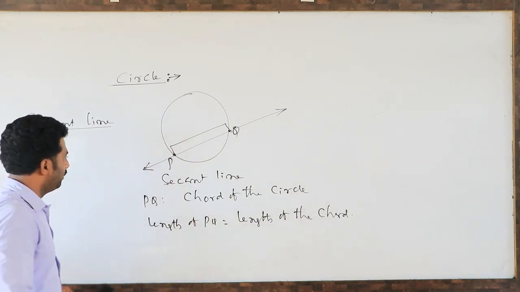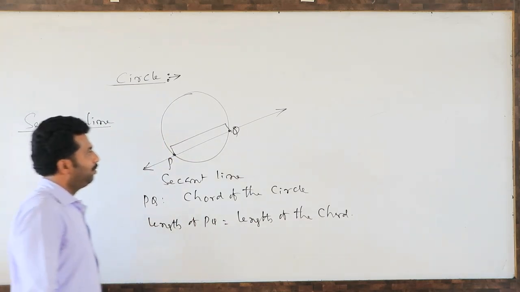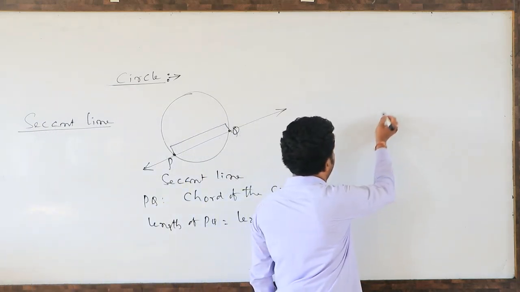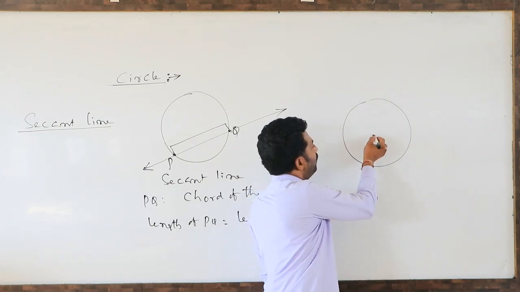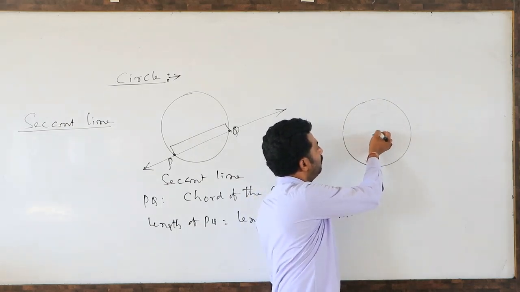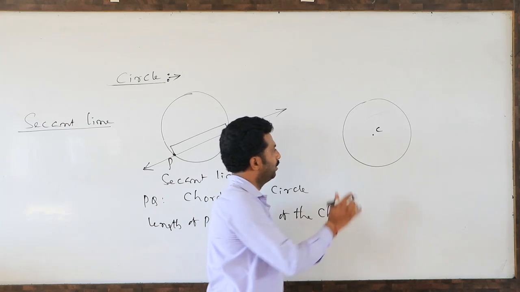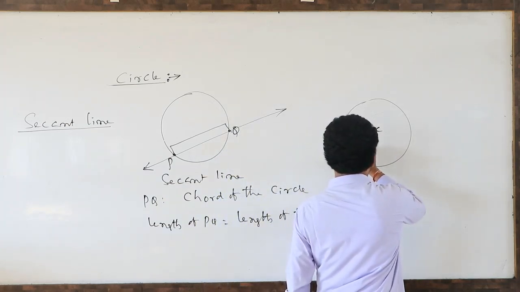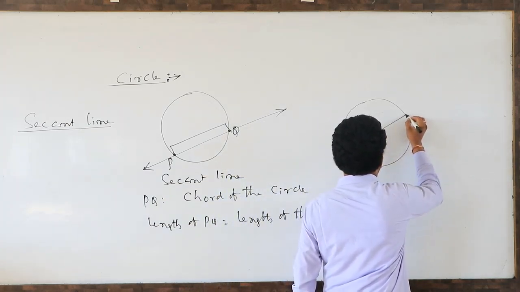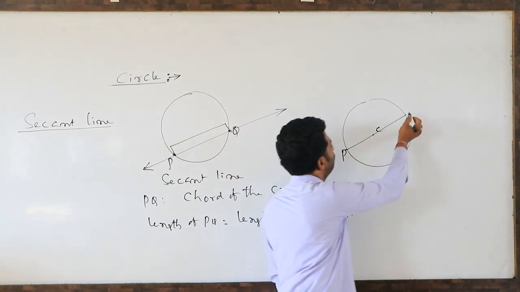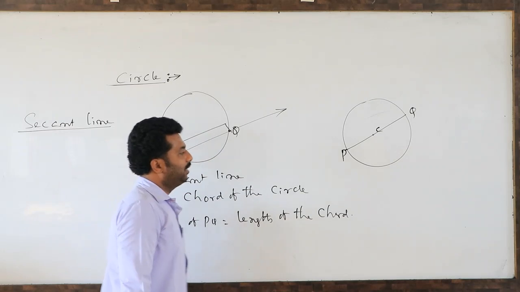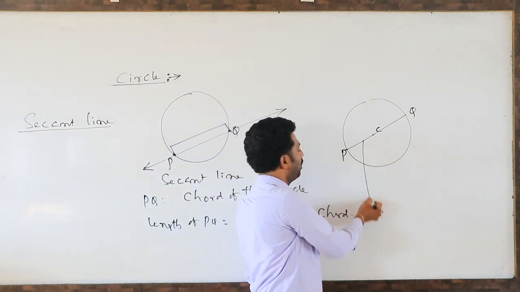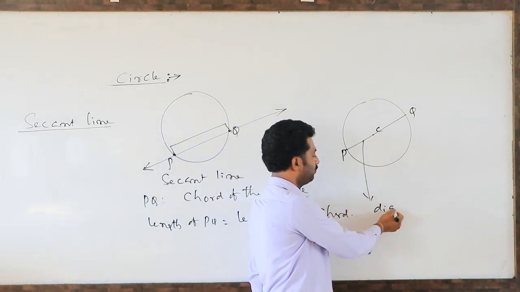Suppose this chord PQ passes through the center of the circle. You observe, this is the center of a circle. Just we are assuming, suppose this PQ passes through the center of the circle. This is PQ. If one chord passes through the center of a circle, that is called a diameter.